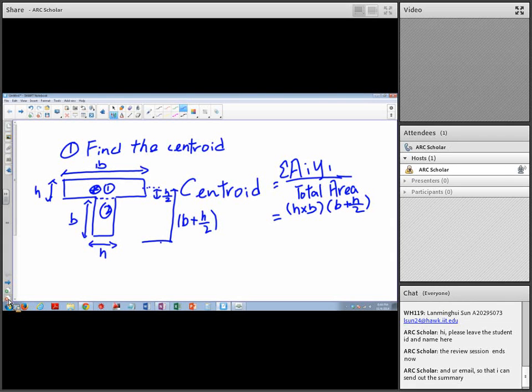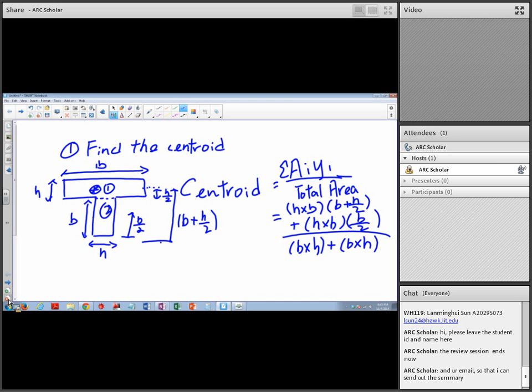And the second part is here. The second part, the area is still h times b. And the height to the center of the second part is just b over 2, because the total height is b, and the height to the middle part is b over 2. This is the numerator, and the denominator is the total area, which is b times h for part 1 plus b times h for part 2.